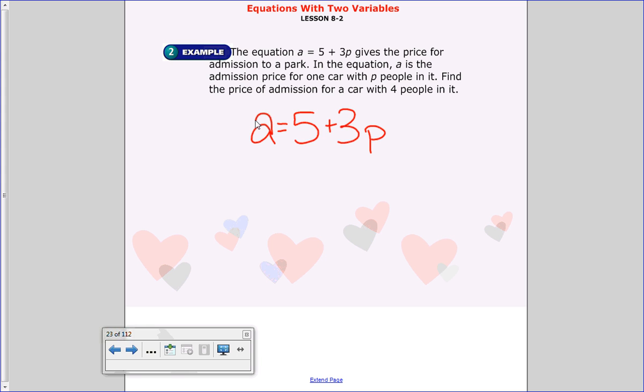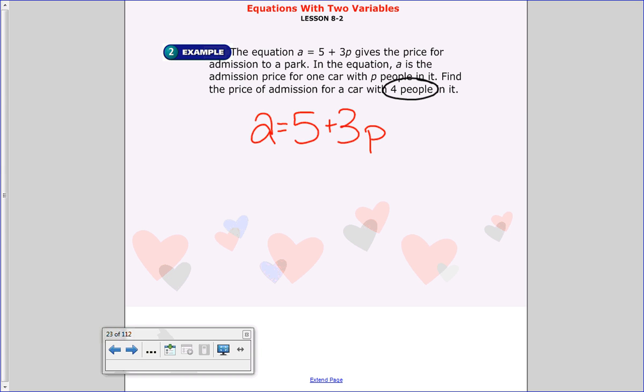So in this case, you pay $5 for the car. Then you also have to put in the price per person. And this 3 times P tells us that piece because it's $3 per person to get in there. All right, so now they say find the actual price if 4 people were to come into the park.